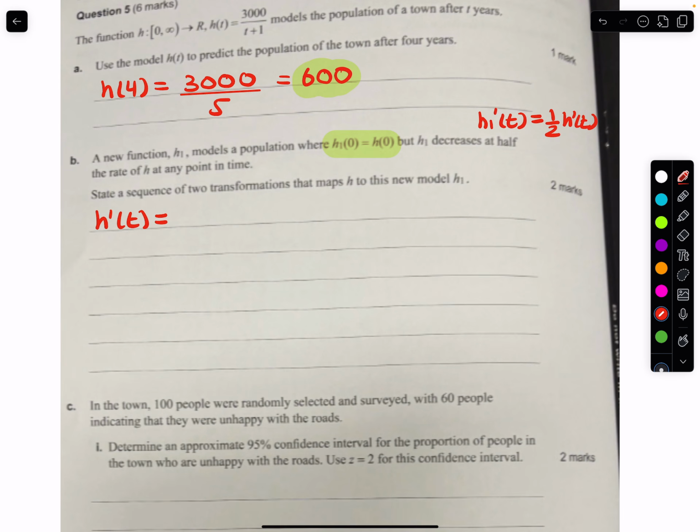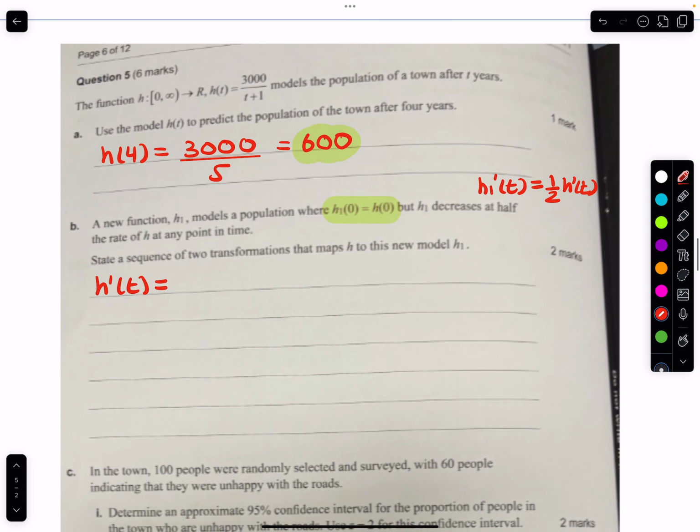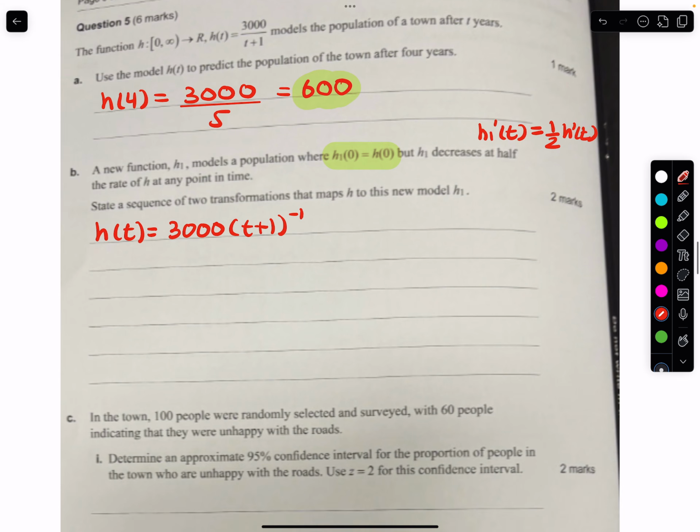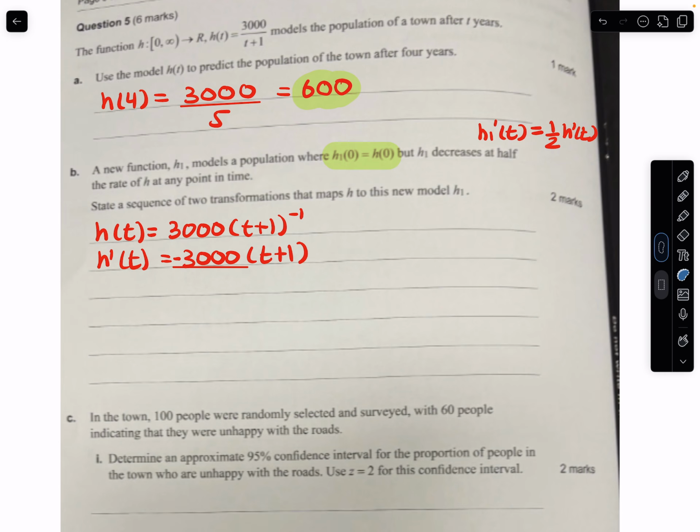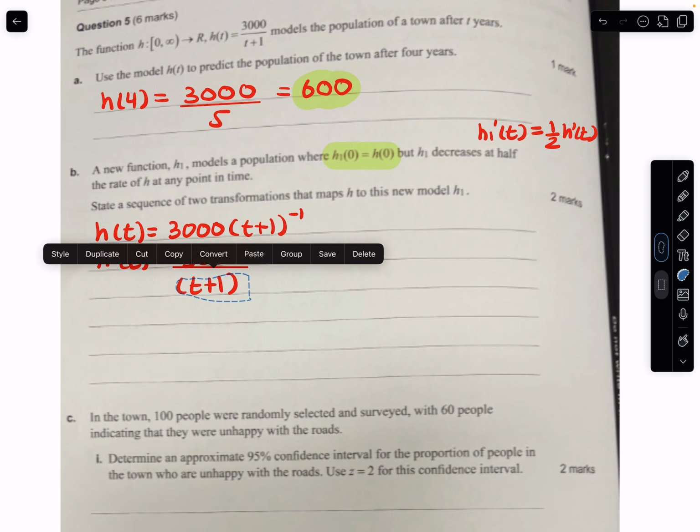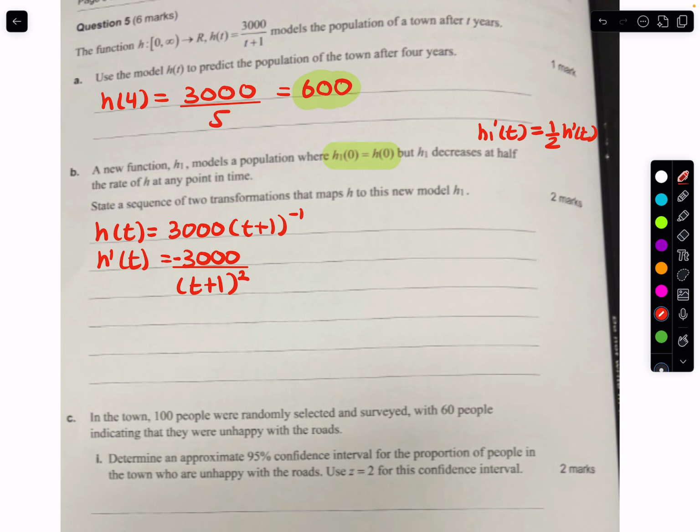So h dash of t is what? Before even doing that, I'm going to write h of t in a nice form: 3,000 times t plus 1 to the negative 1. When I derive it using my derivative laws, the 3,000 is a constant. Remember, you bring the negative 1 in the front, you derive the inside, which is just 1, and you rewrite it to the new power, which is negative 2. If you put this to the power of 2 here, done. All right, this is that.